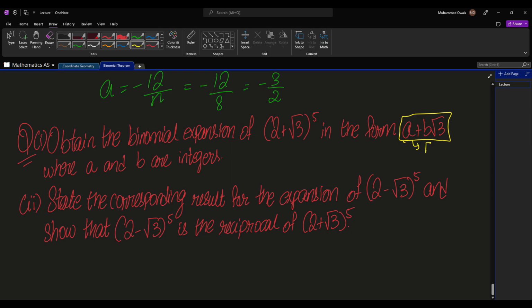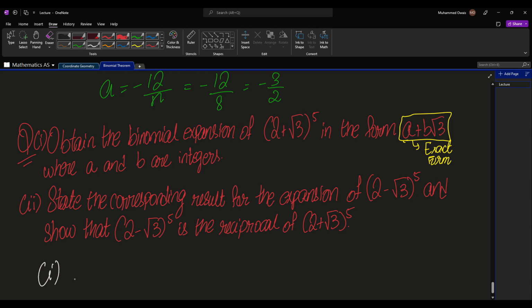This is what you can call an exact form. An exact form is a form which is not in the decimal. Basically, to say it in easy words, you get the answer from your calculator and directly put it in. If it is in fraction, you do it in fraction. If it is in under root or something else, you just do it like that. You do not convert that thing into a decimal form. Alright, so it is asking us to expand this and then give the answer in the form a plus b under root 3. So let us do that.